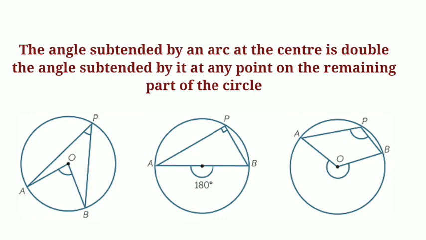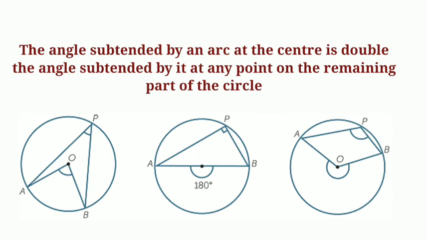In this major arc, we can select any point on the circle and join A to P, B to P. I consider a point P and join AP and join BP. You will get an angle APB on the circle. So simply we can say angle AOB is equal to double of angle APB. That's angle AOB is equal to 2 times angle APB. That's the theorem.